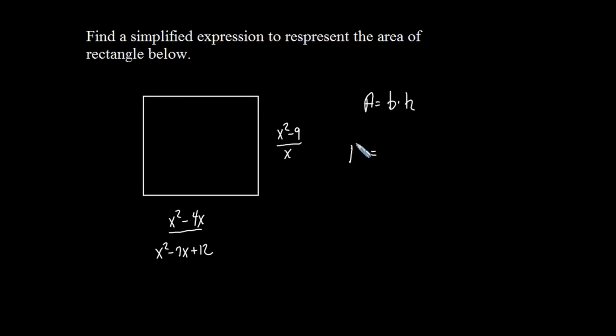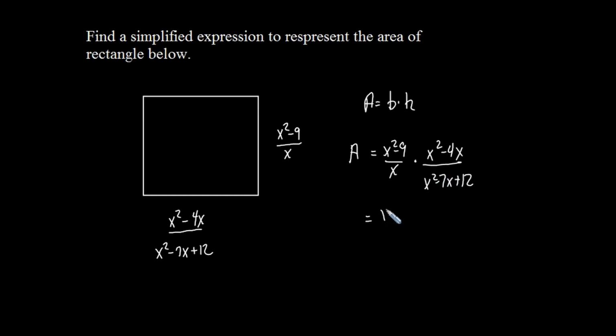So we can take the two expressions, (x squared minus 9) over x, multiply times (x squared minus 4x) over (x squared minus 7x plus 12). And that's the way we will set up our problem. And then we just have a rational expression of the multiplication problem to simplify.